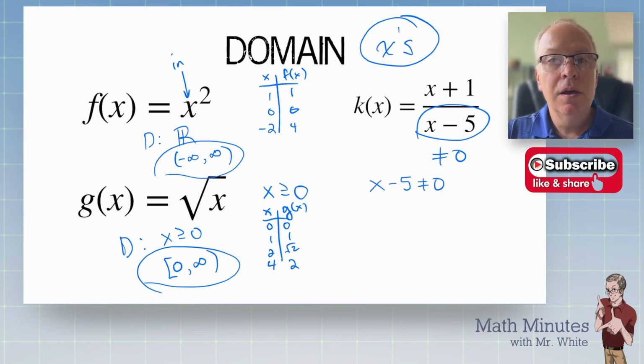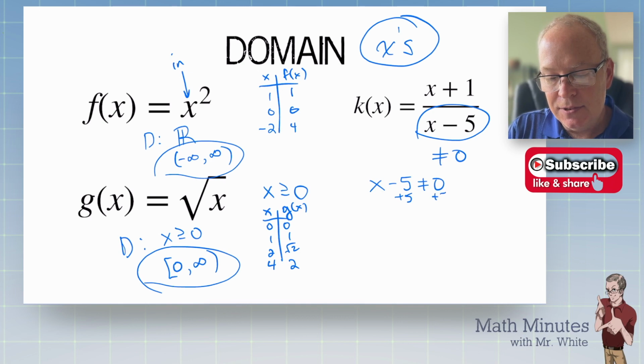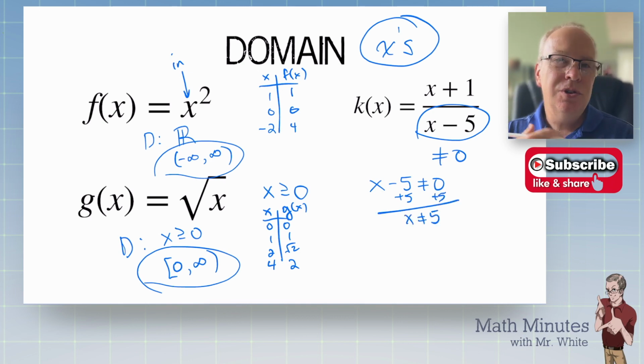So what I'm doing right now, this is kind of silly, I like to say we're trying to find the problem children. We're trying to identify the numbers we have to stay away from, that we cannot shove into this machine because the machine will just blow up if we try. So if I add 5 to both sides, x is not allowed to be 5. So you could say all real numbers except for 5.